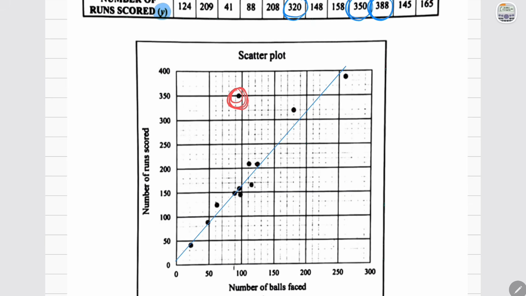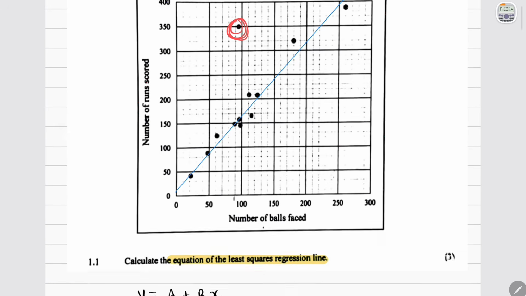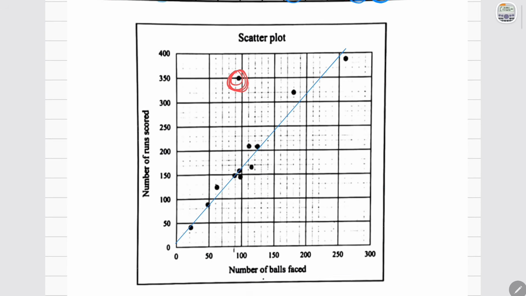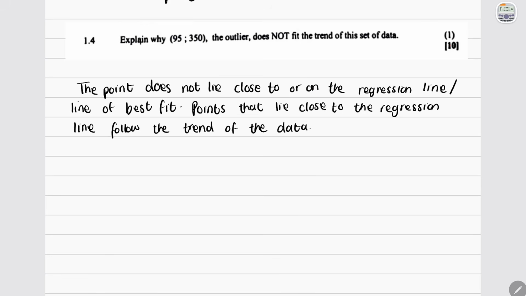The reason this would be considered an outlier is because it lies far away from this line. It's not following the line of best fit, which shows you the general trend of your data. That line is also called the regression line, and we have the equation of it. So we can say it does not lie close to or even on the regression line or the line of best fit.